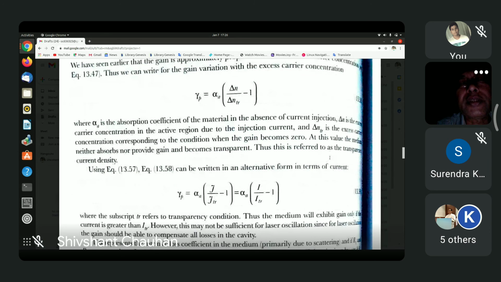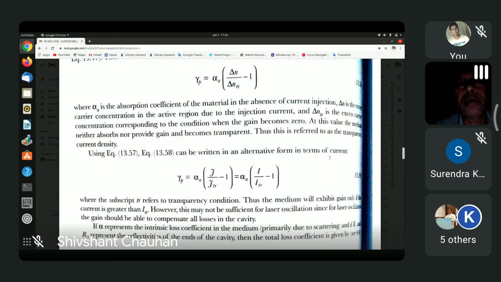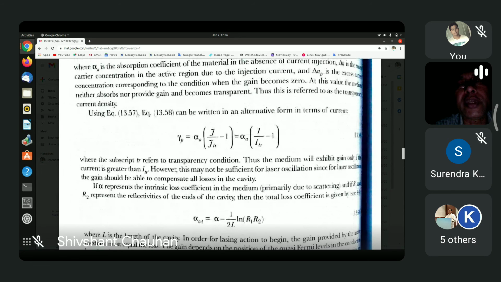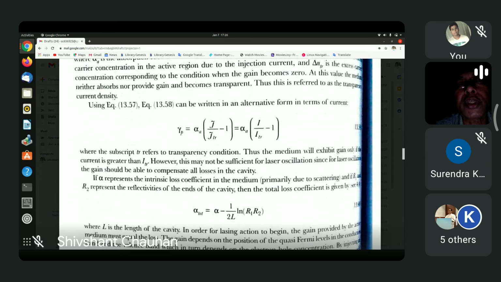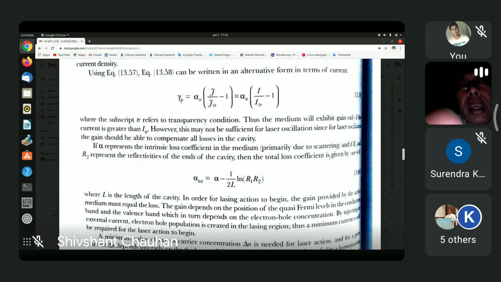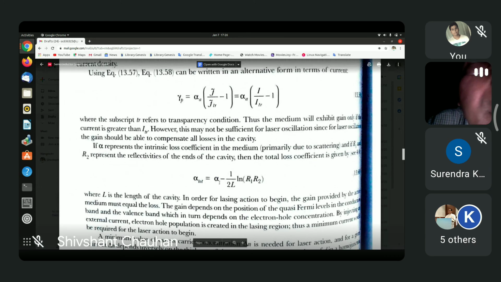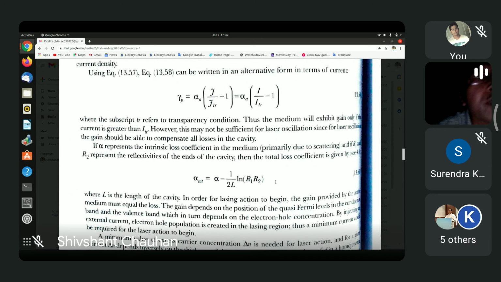These are just other ways of writing this. Scroll down. This we have already encountered in connection with the derivation of the Schawlow-Townes equation. Actually, we had only minus 1 by 2L log R1 R2. But as I said, if there are other reasons for loss of photons, for example, scattering, etc., then you have to add additional loss factors, and here alpha stands for such additional loss factors.